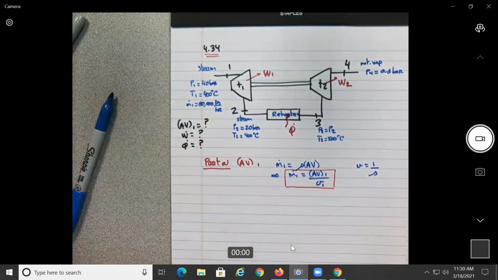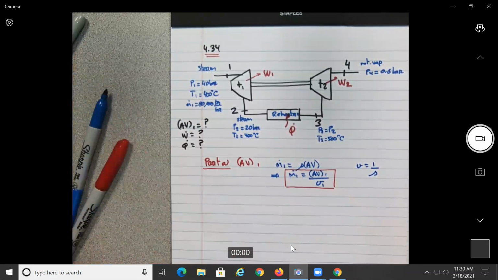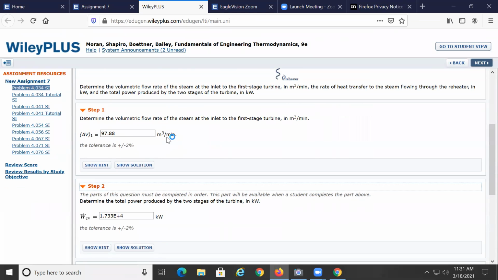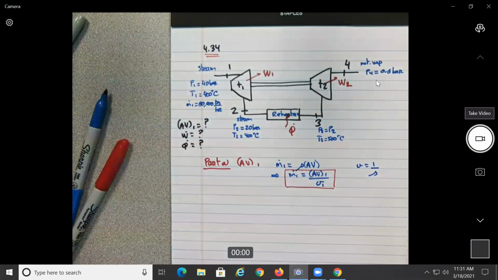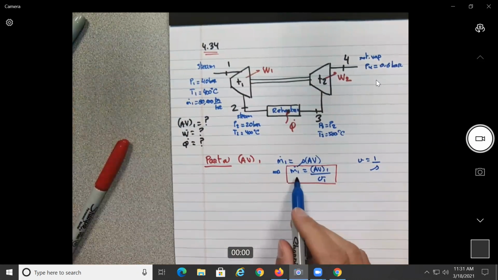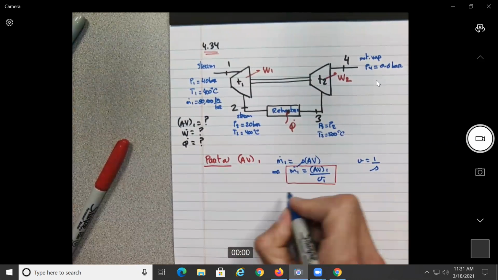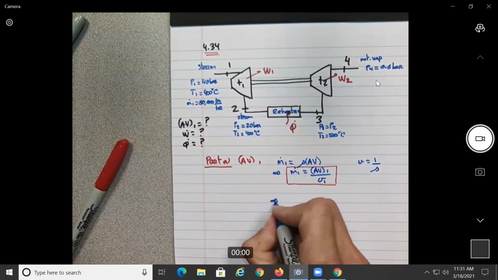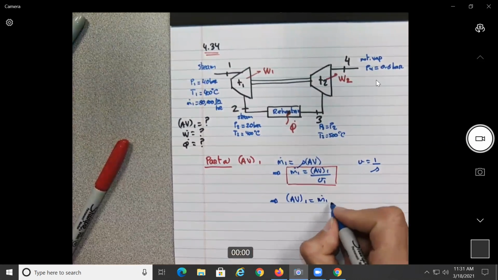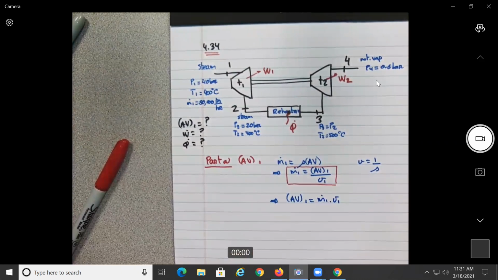Over here, we need to find AV1 in what units? Let's see, we need to find AV1 in cubic meters per minute. Okay. All right, so from that equation, we find out that the volumetric flow rate will be equal to what? The mass flow 1 times v1.